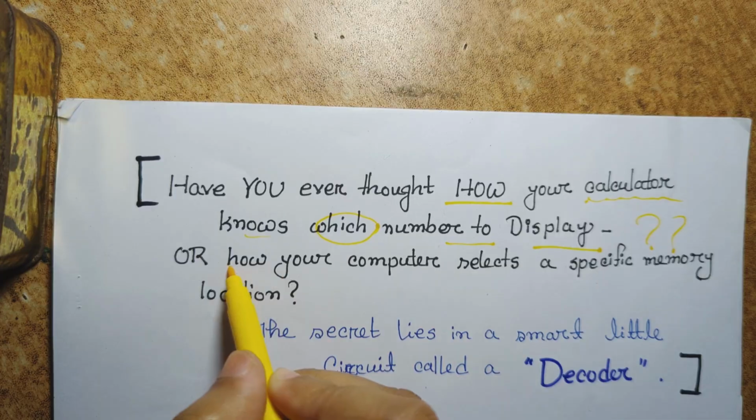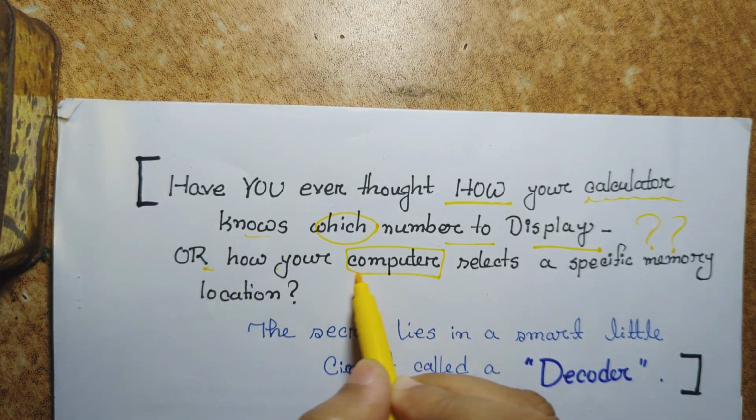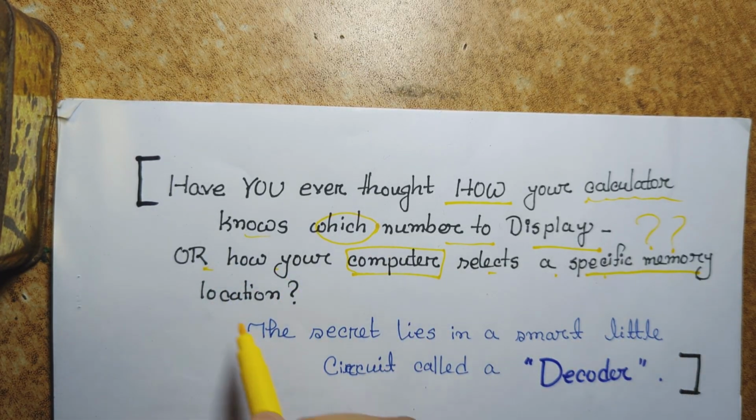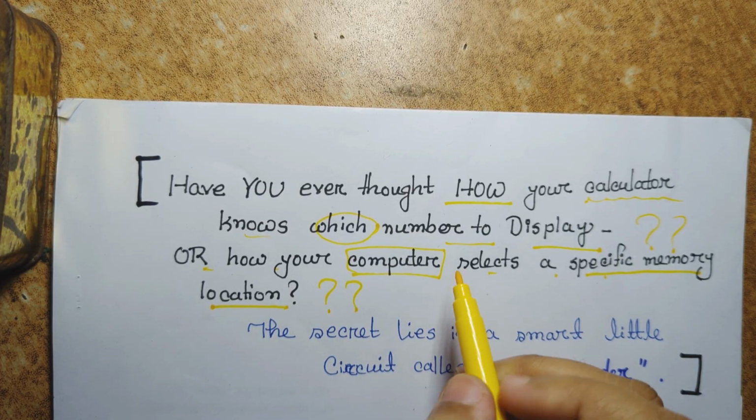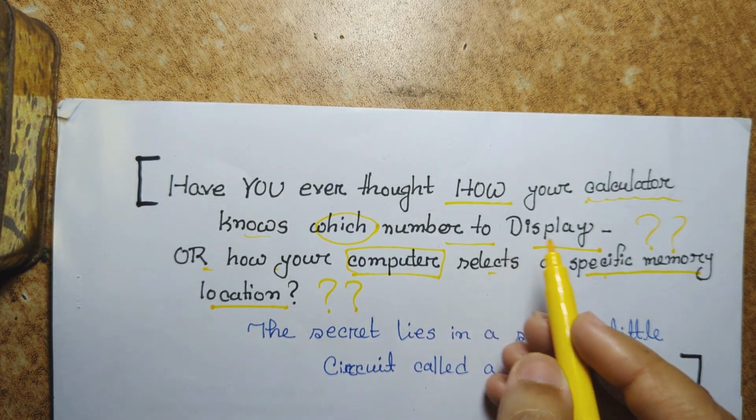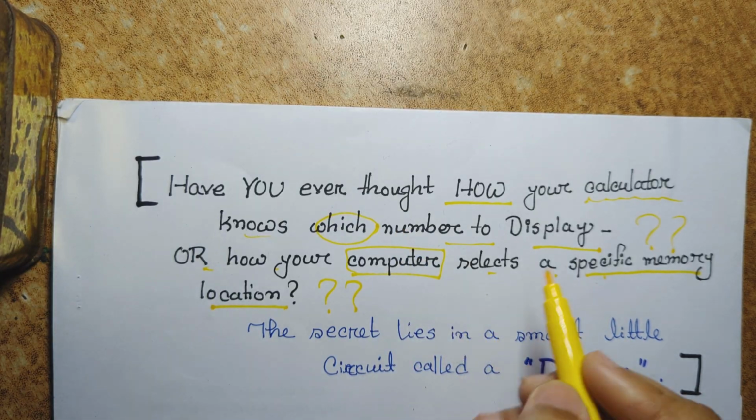Have you ever thought how the calculator we use daily knows which number to display? Or how our computer selects a specific memory location? How does this happen? What is the reason behind this? How do they understand the specific number or specific memory location?